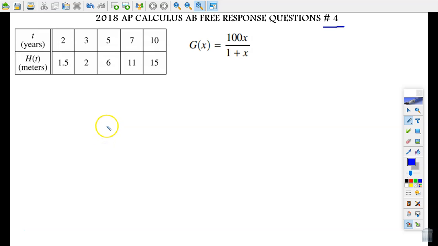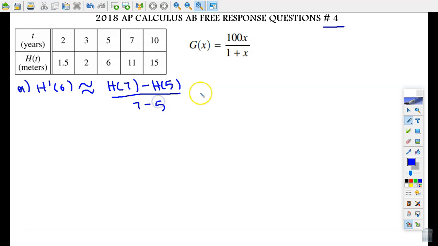Alright, the first problem says use the data in the table to estimate h prime 6. So the way we're going to estimate the value of h prime 6 is using the closest times around t equals 6 and applying the average rate of change. So for part A, h prime 6 is approximately h of 7 minus h of 5, since these are the closest times around 6, divided by 7 minus 5. We know that h of 7 is 11, minus h of 5 which is 6, divided by 2. So 11 minus 6 is 5 over 2, which is 2.5.